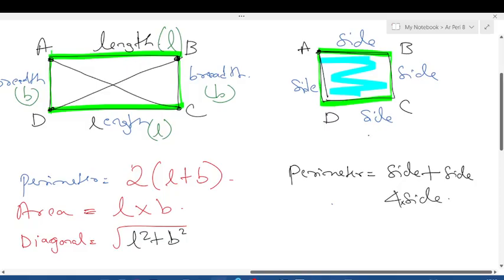Okay. Sometimes a few teachers will name all the sides as A. Now what will be the formula? 4 into side. In place of side, you have to write A. 4A. This is perimeter. You write 4 into side or 4 into A, both are the same. Next, area. Area of a square.